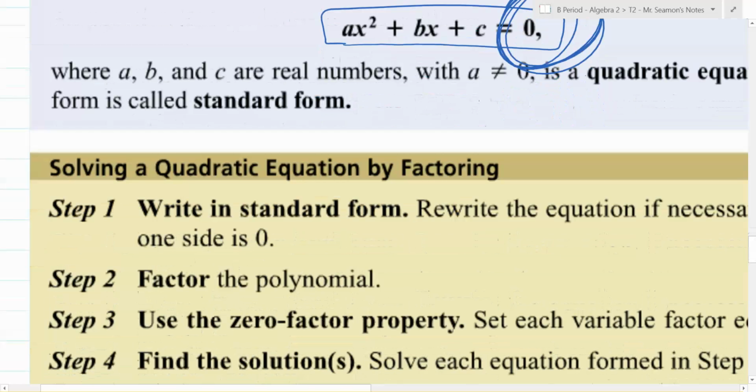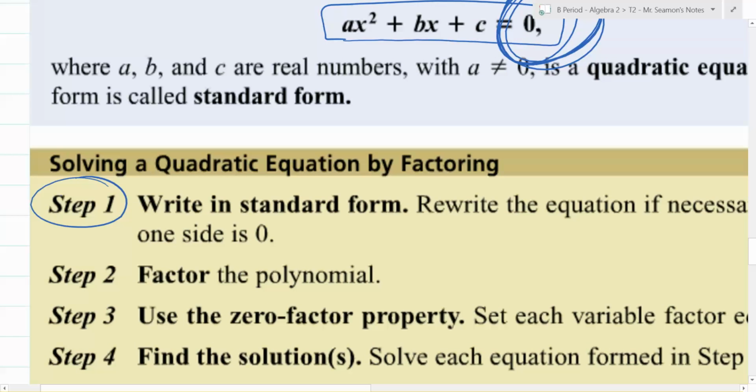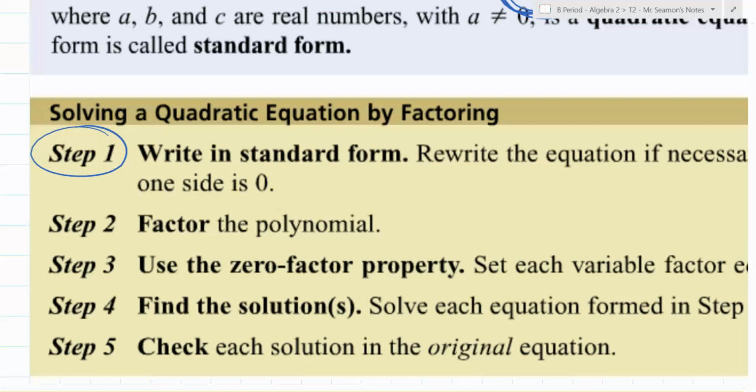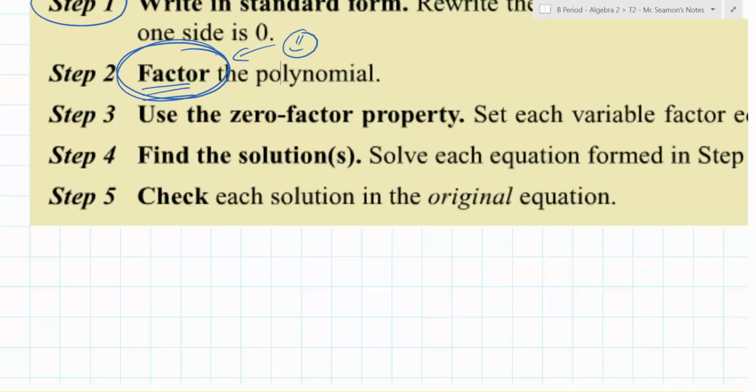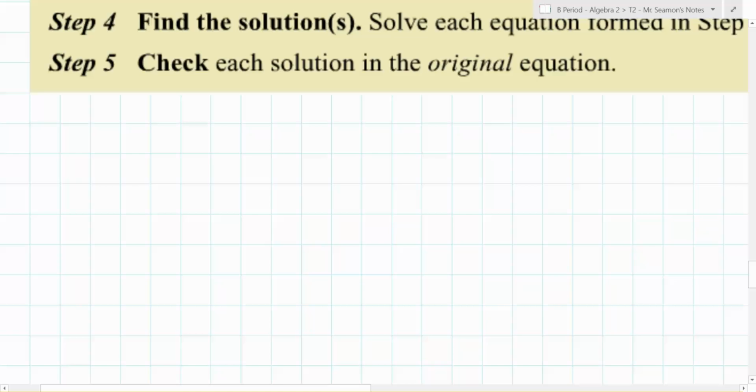So the first step, another way to say step 1, is clean up what you have. Sometimes you might have to combine like terms. Then what do you do? Oh, my favorite thing. I love this. What is it? Factoring. It's so much fun. I love factoring. You're then going to use the zero factor property, find solutions, and check.